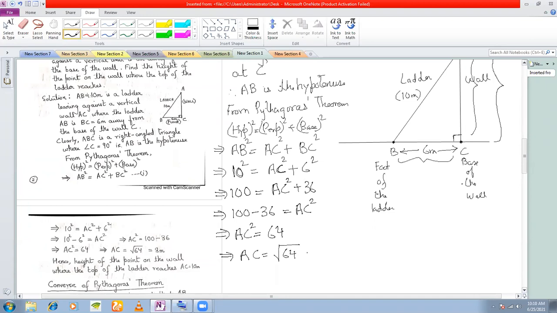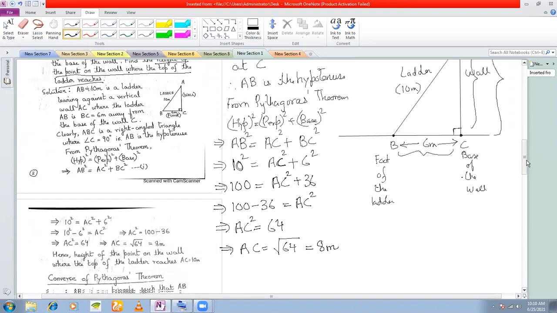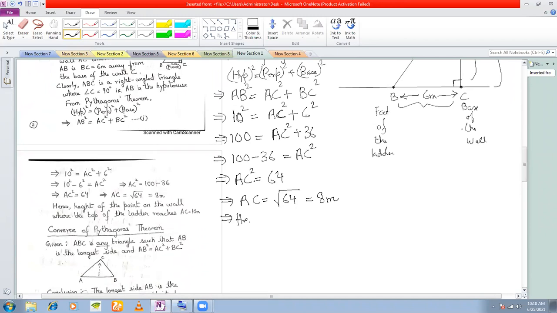We'll take the positive square root only because length cannot be negative. So therefore, this is equal to 8 meters. And that is what we needed to calculate. The question was to find the height of the point where the top of the ladder reaches. So the height of the point where the top of the ladder reaches is equal to AC, which is equal to 8 meters. That's it. Any question on this problem?